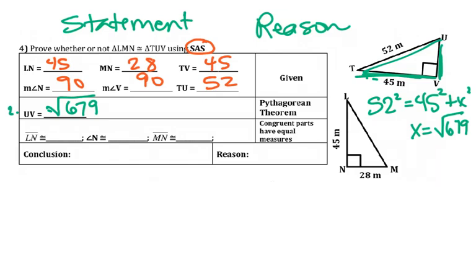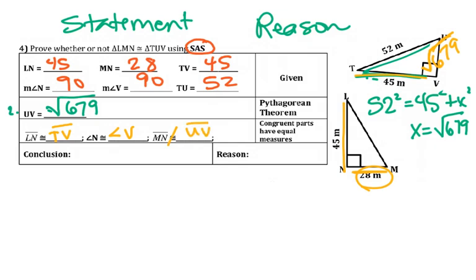Step number 3. It says LN is congruent to... So the segment LN is congruent to, it needs another segment. So what is LN the same thing as? It's the same thing as TV. Angle N is congruent to angle V because they're the same. MN is congruent to, you want to say UV, but is it? Remember that UV, we just found out, is the square root of 679, which if you do that calculation, is not equal to 28. So actually MN is not congruent to UV.